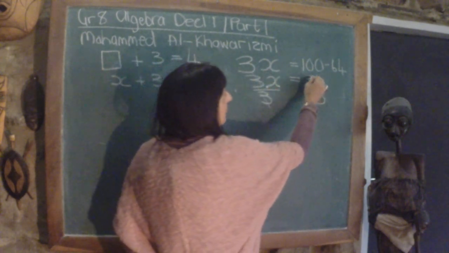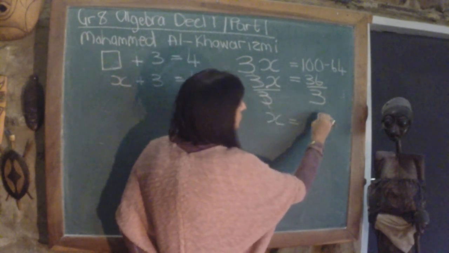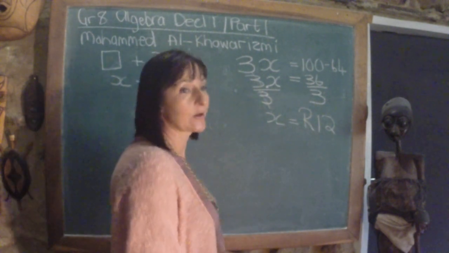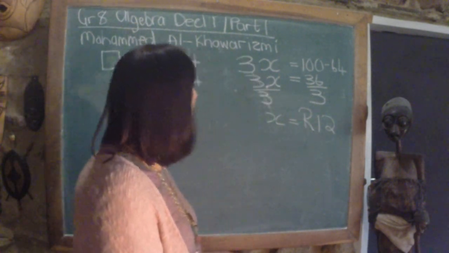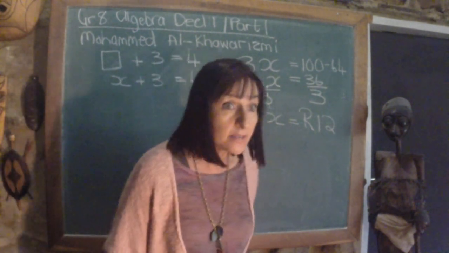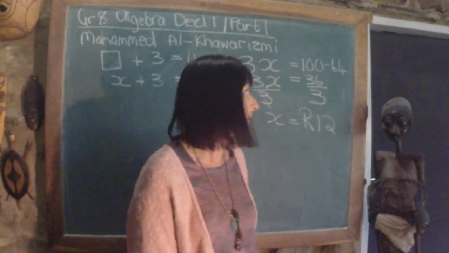That cancels and 36 divided by 3 gives me 12. So 1 cold drink will cost 12 rand. And that's now brilliant because I've written an algebraic equation to determine the cost of 1 cold drink.